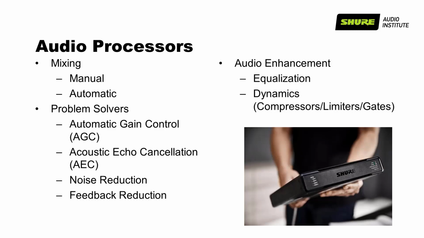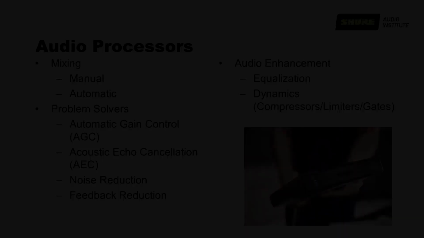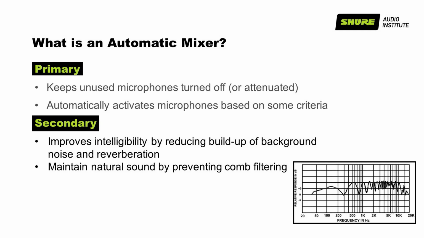But it's typically an all-in-one box now, and these come in a variety of sizes to handle more or fewer microphone channels. The automatic mixer, if you haven't used one before, keeps unused microphones turned off, or at least turned down, and then automatically activates the microphones when they're needed. And this happens so quickly that you don't chop off the beginning of a word or anything like that. It's basically transparent. And by doing this, you improve intelligibility because you get rid of all that extra background noise and reverberation.